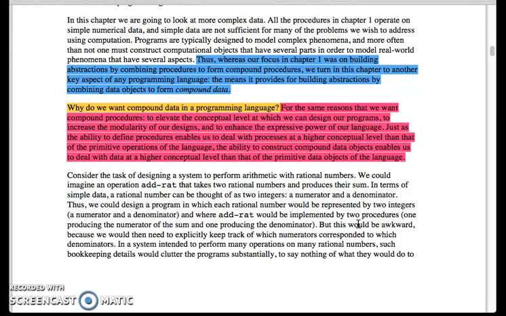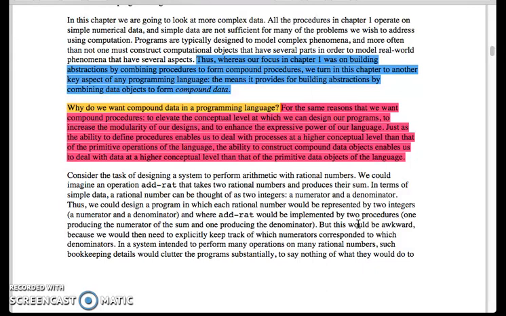Thus, whereas our focus in Chapter 1 was on building abstractions by combining procedures to form compound procedures, we turn in this chapter to another key aspect of any programming language, the means it provides for building abstractions by combining data objects to form compound data.